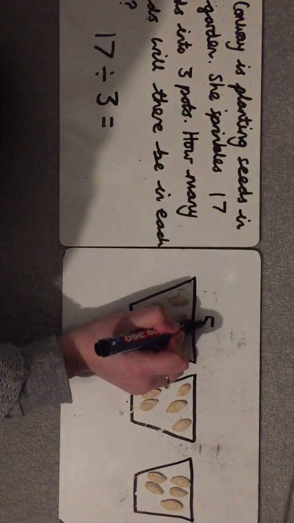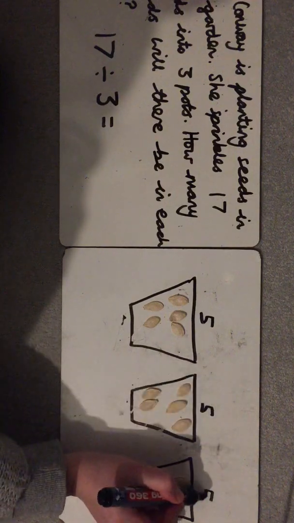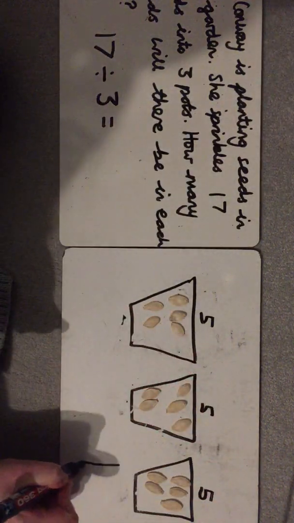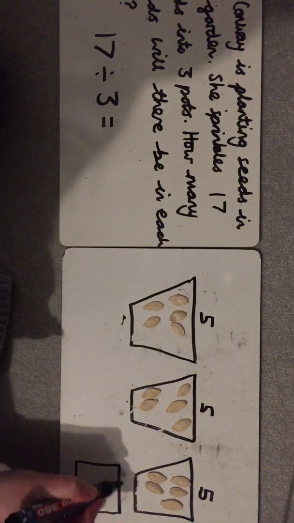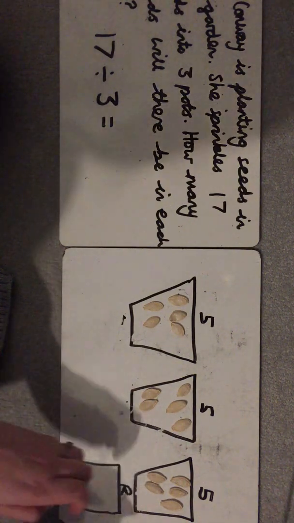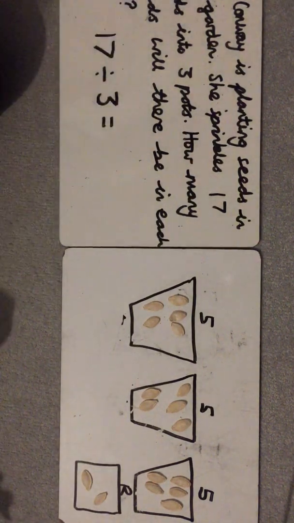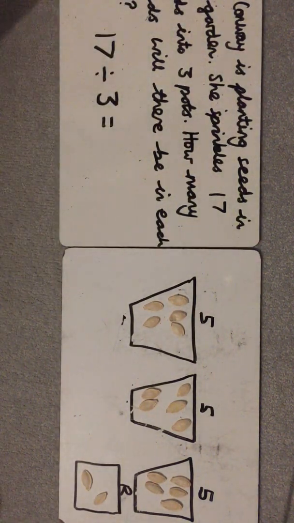I've got 5 in here, 5 in here, 5 in here. That's fair. And I've got 2 left over. So what do I do with them? I'm going to put them in my leftover box or remainder box over here. How would I write my answer? I'll be really impressed if you have a go and you remember from my last word problem.